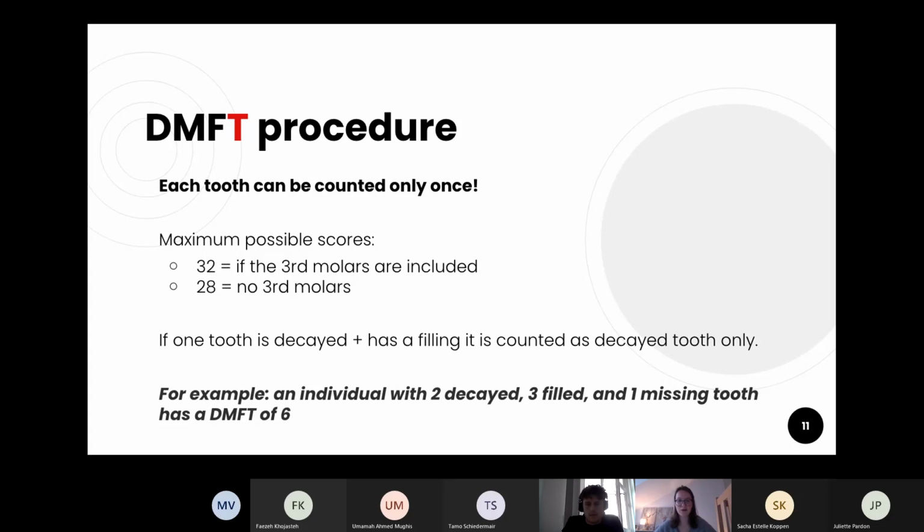And each tooth can only be counted once. So even if one tooth has a filling and is decayed, it will be just counted for the decayed one. So you always just count the 2 decayed teeth, for example, the 3 filled teeth, and the 1 missing tooth, and in total you get a DMFT of 6.